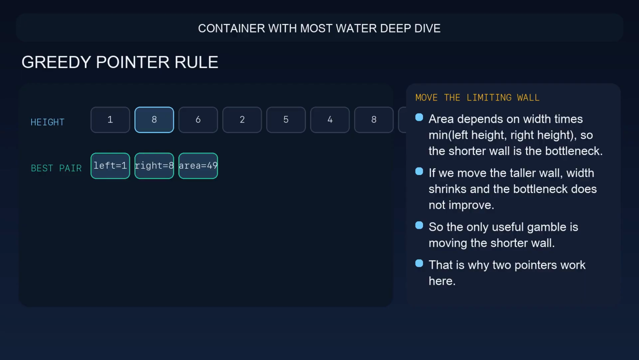This is a proof by bottleneck idea. The shorter wall caps the water level, so moving the taller wall cannot help enough to beat what we already know. Area depends on width times min(left height, right height), so the shorter wall is the bottleneck. So in practice, if we move the taller wall, width shrinks and the bottleneck does not improve. So the only useful gamble is moving the shorter wall, and that is why two pointers work here.